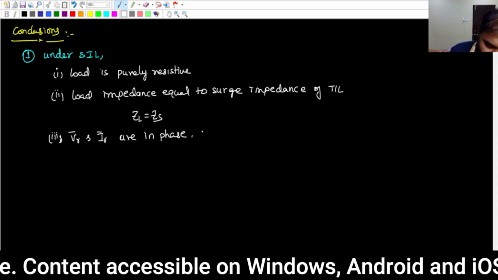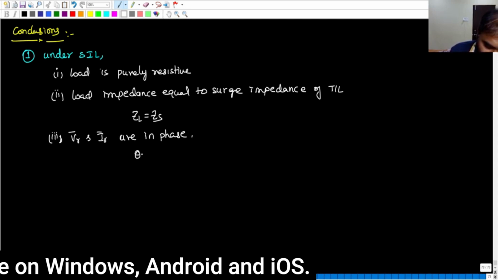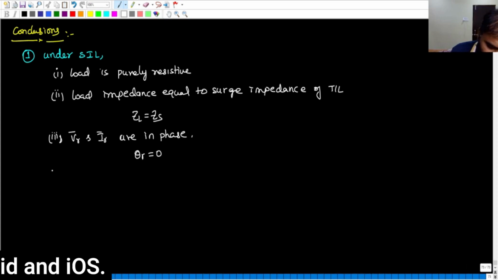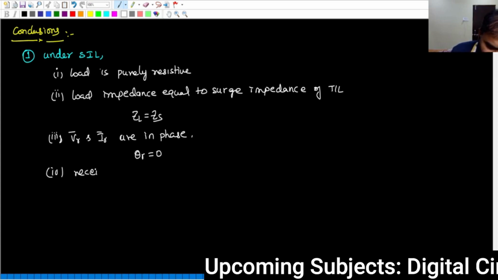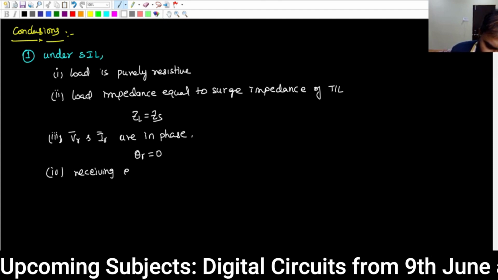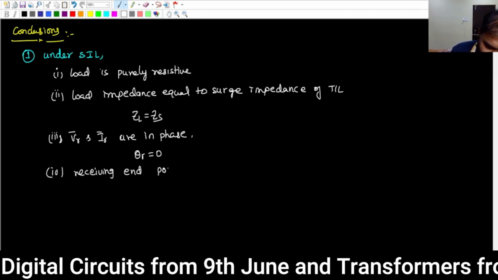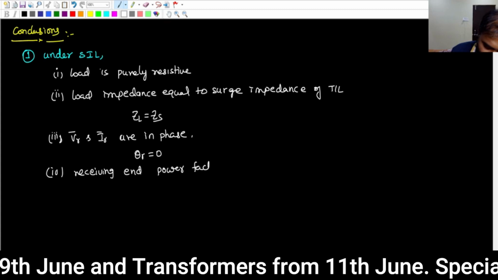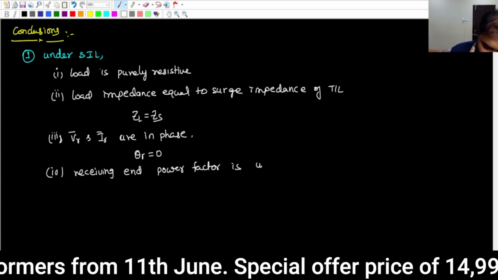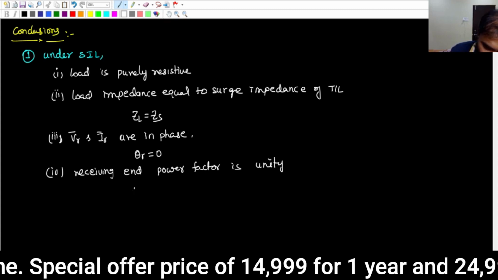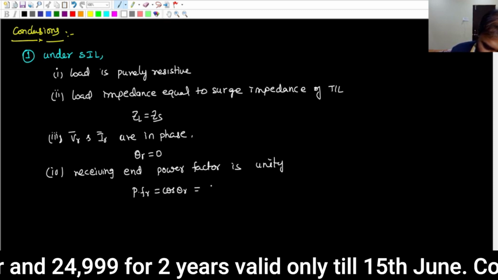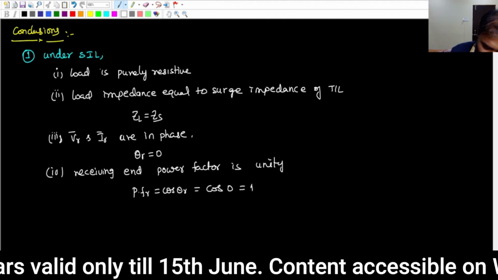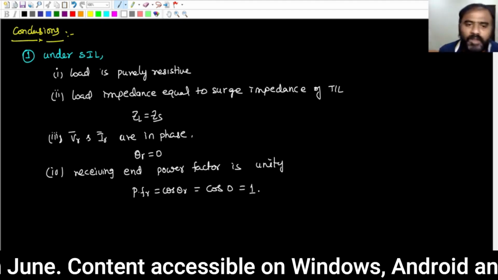What is the meaning of this? Theta R equal to 0. What about the receiving end power factor? Receiving end power factor is what? Unity. Because receiving end power factor means cos theta R, that is what? Cos 0, that is equal to 1 now. Correct or not?